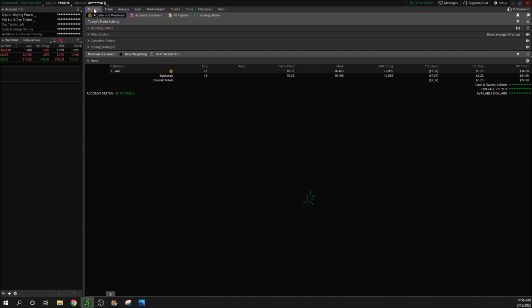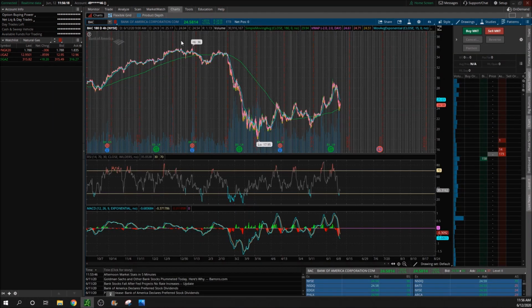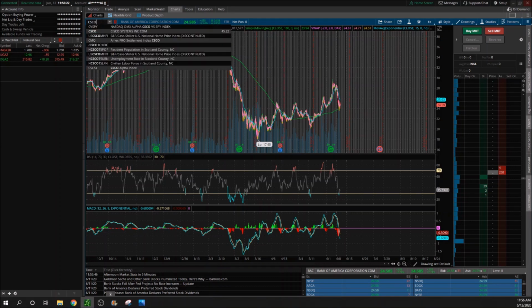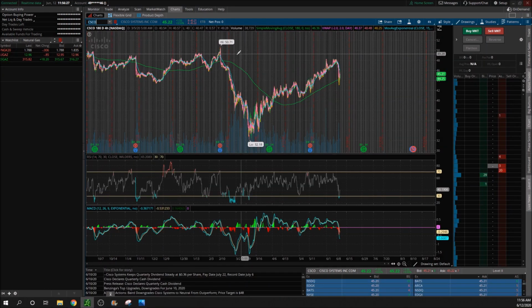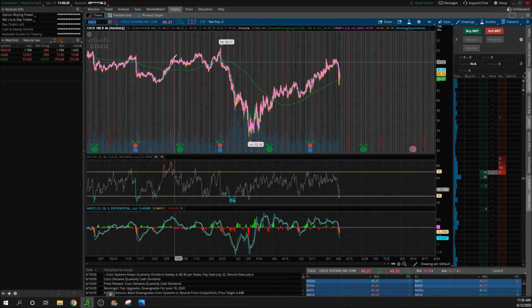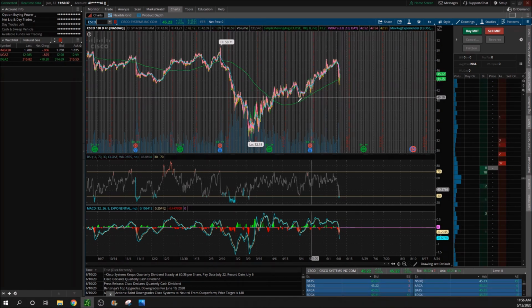So we're going to go back to our charts, and then we're going to do CSCO, and we're going to look at this. All right, and again, I'm looking at the 180-day chart. We want to look at a little more zoomed out so that we can see what's happening. All right, now this here looks like a great opportunity for a swing trade. So again, our RSI, we're at about 40 right now.